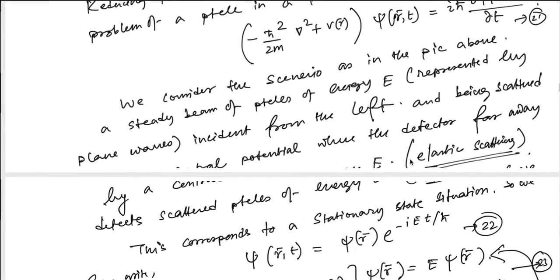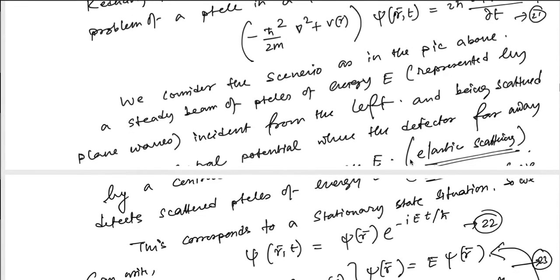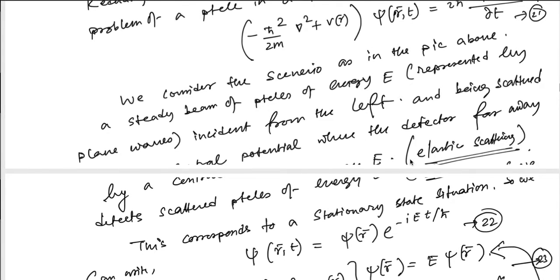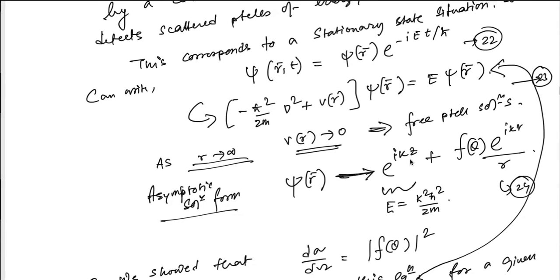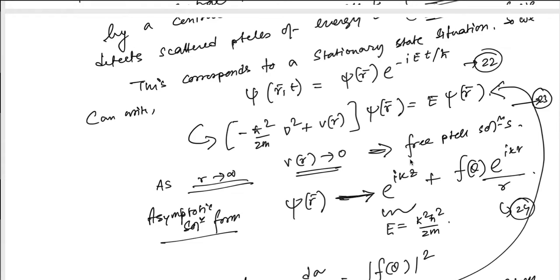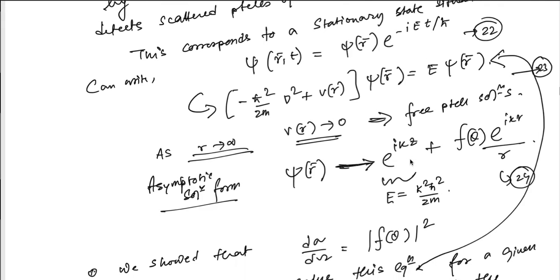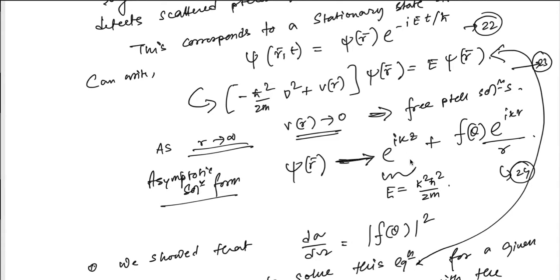And since it is an elastic scattering, we know that the incoming particle will have the same energy as the scattered particle. So the detector will detect at the same energy E. That corresponds to a stationary state situation, so the particle is always at a particular energy E. So we can fit it into the stationary state form, which is psi(r,t) equals psi(r) e to the power minus iEt by h bar. Plugging that in, I get the time independent Schrodinger equation which we have to solve.